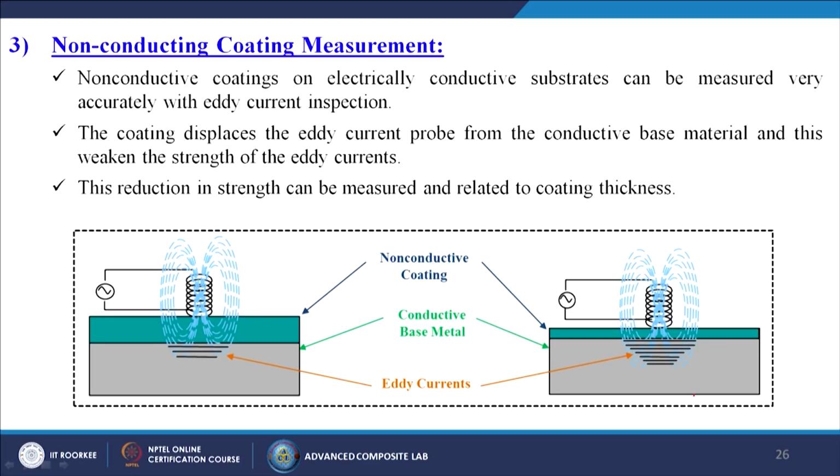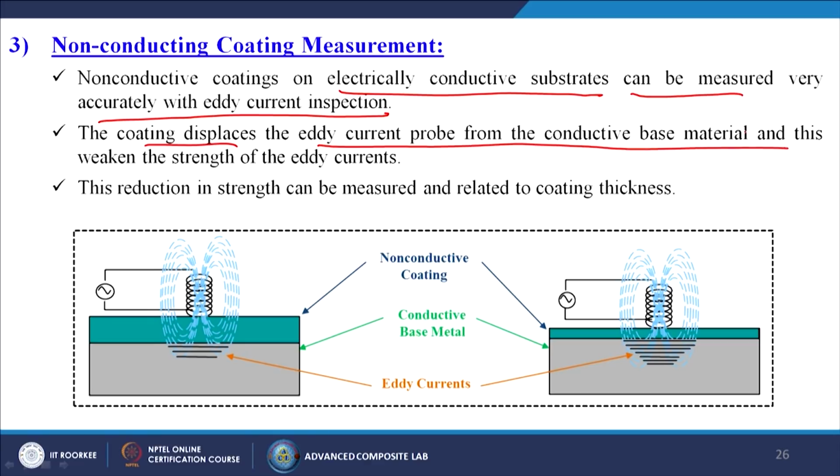Non-conducting coating measurement: non-conductive coatings on electrically conductive substrates can be measured very accurately with eddy current inspections. The coating displaces the eddy current probe from the conductive base material and this weakens the strength of the eddy currents. This reduction in strength can be measured and related to the coating thickness. So, the green color is the coating thickness, and this is the conductive base metal. This will weaken the signal.